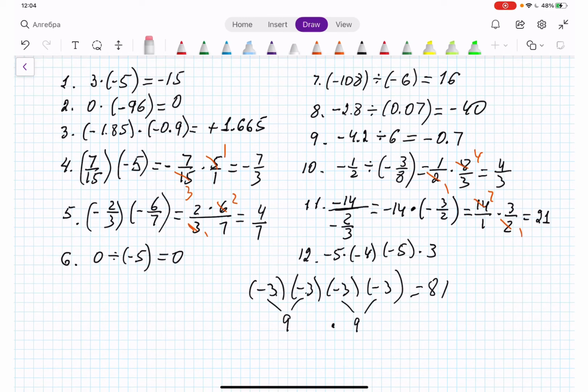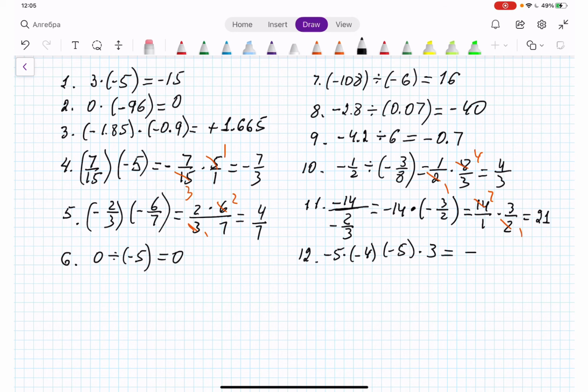But what if I take one of them away? We get an odd amount. It's going to be 9 times negative 3, right? So one negative doesn't have a pair, it stays negative, and the result is going to be negative 27, which tells us, one more time, if the amount of negative numbers is odd, the result is negative. If the amount of negative numbers is even, then the result is positive. For our problem, we have 1, 2, 3 negative numbers. It's going to be negative. And negative times positive, it's going to be negative.